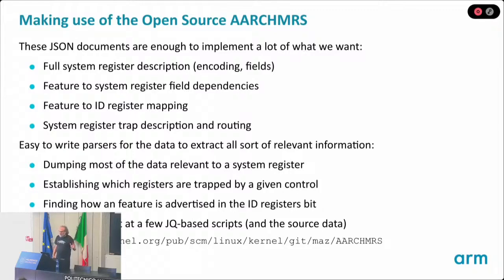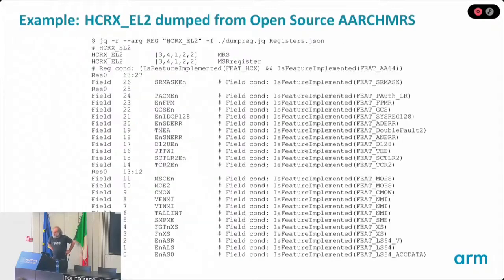You can find what register is tracked by what control bit. You can find how a feature is advertised to a guest or to software in general. And yeah, I have some tooling on this Git tree. I also import the architecture XML itself so that I can do diffs between architecture revisions. It's quite interesting sometimes. I need to speed up.